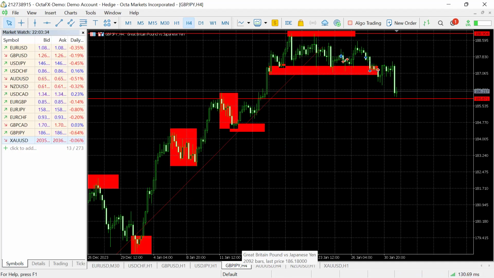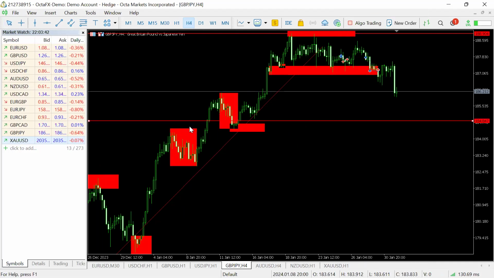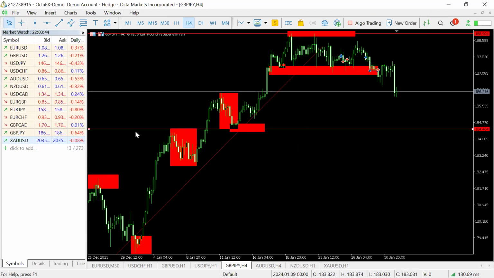Okay, let me show you something here. Look at this chart. Let me remove this grid line. Look at this point here. This point or region here could be a resistance level when price was coming up. You can see that price came there before, around that place, and experienced a pullback.